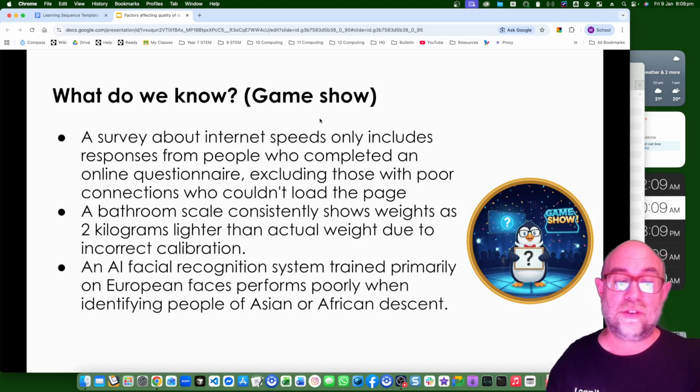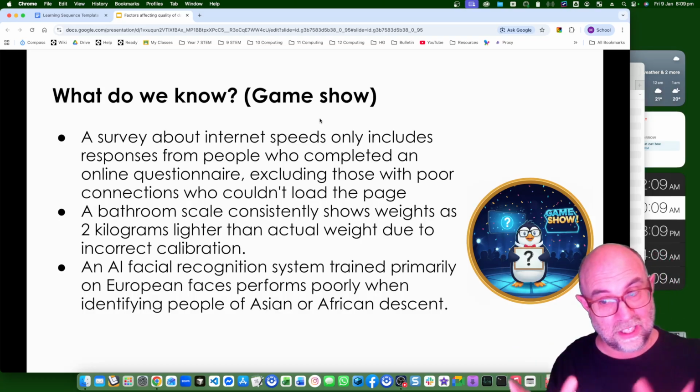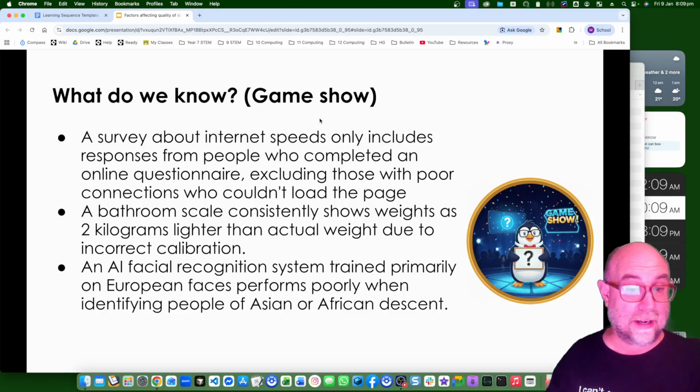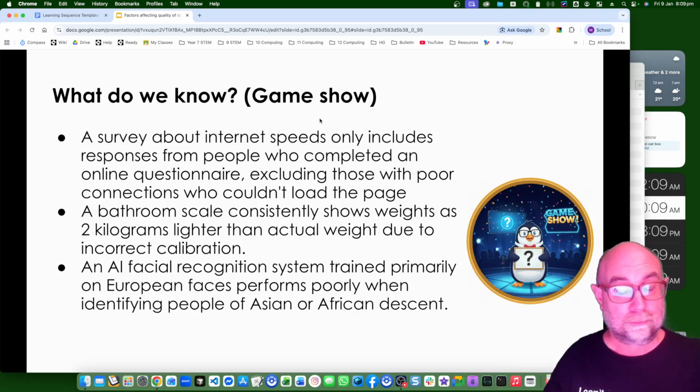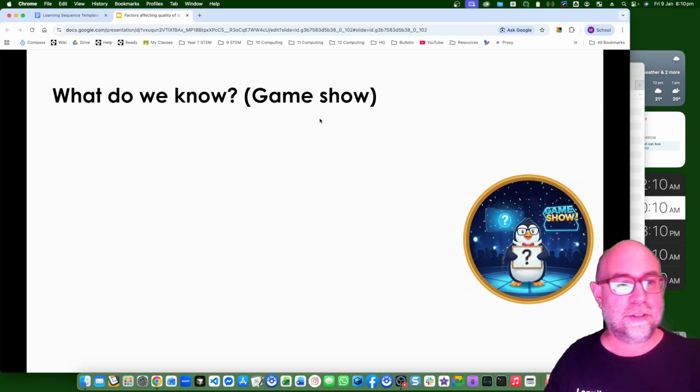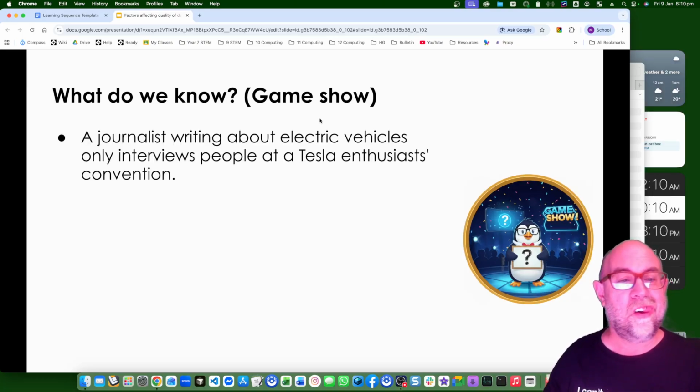An AI facial recognition system trained primarily on European faces performs poorly when identifying people of Asian or African descent. Well, that's a cultural bias. It's trained on a particular data set from a particular culture, and so it works best for that. An interesting real-world connection for that is IQ tests, which were conducted on European males. And there are questions about how well it captures intelligence from other people.